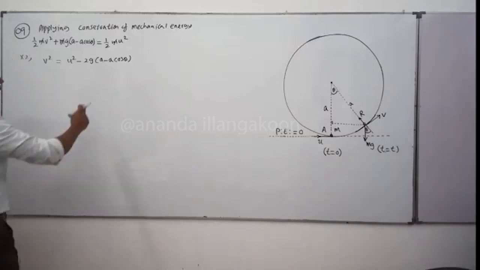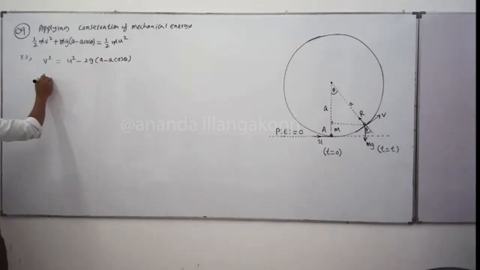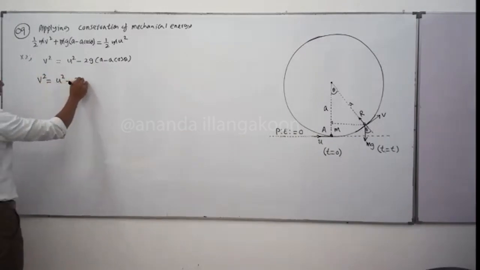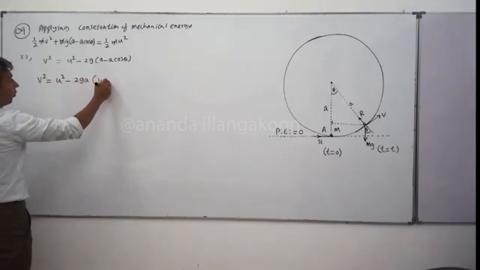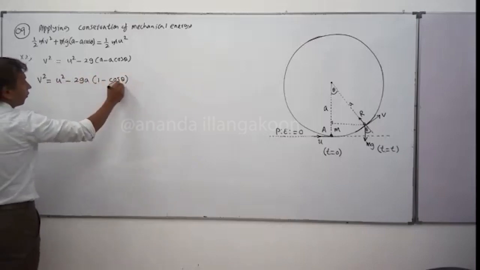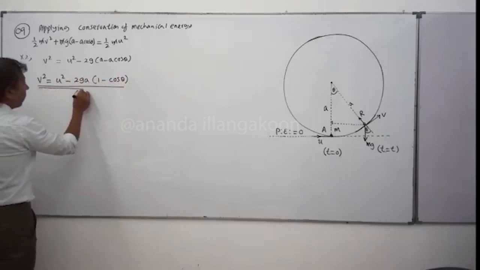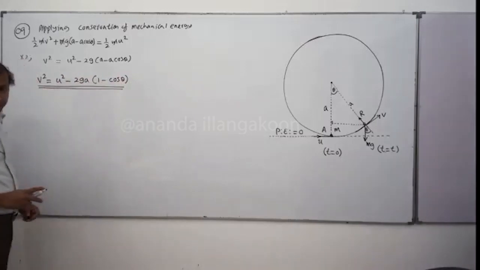Then you can take this A out. Then we get B squared equals U squared minus 2GA times 1 minus cos theta. This is the first answer. This is the first answer, right?